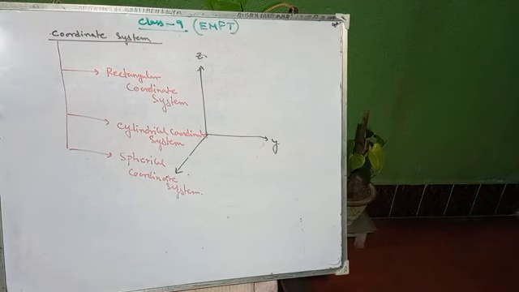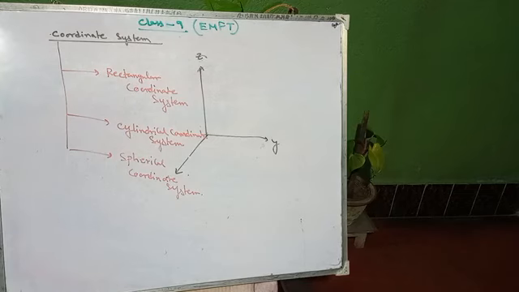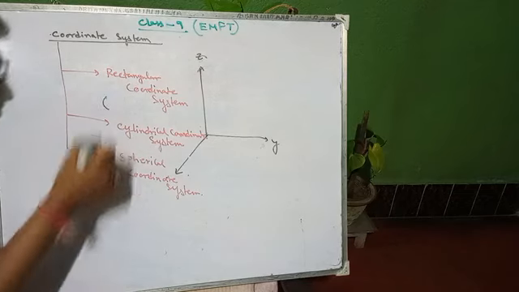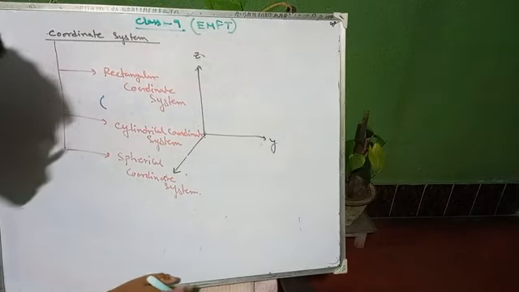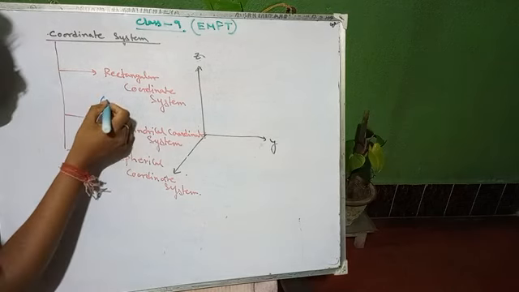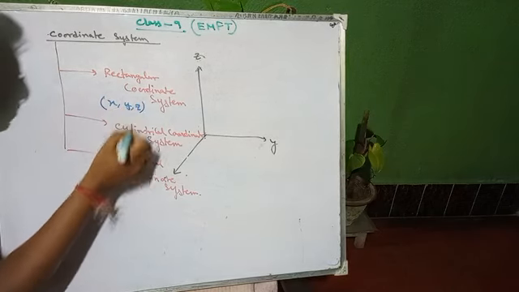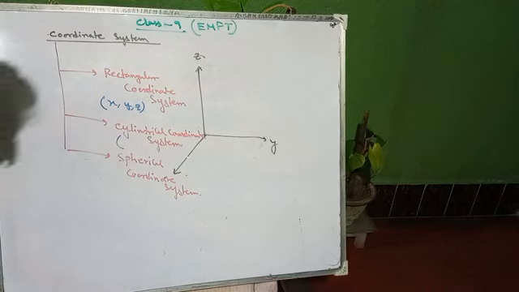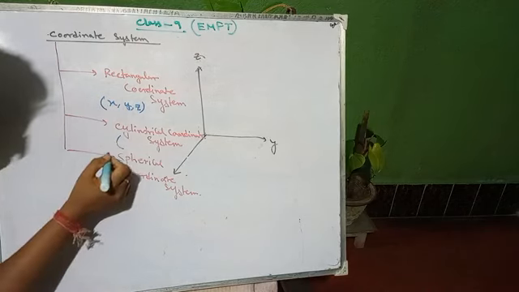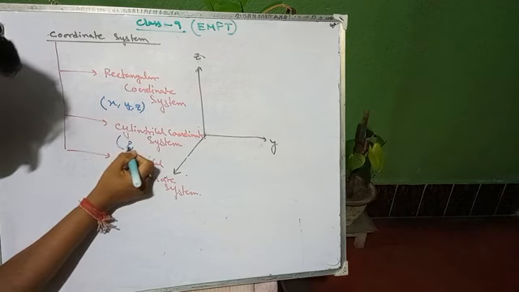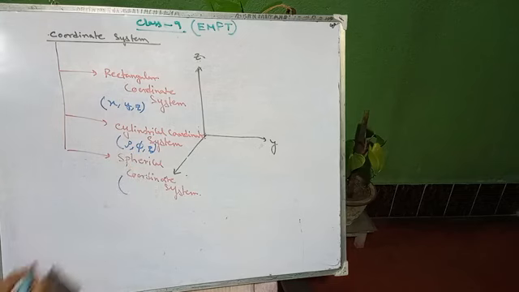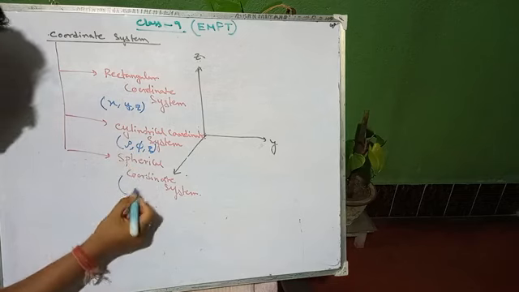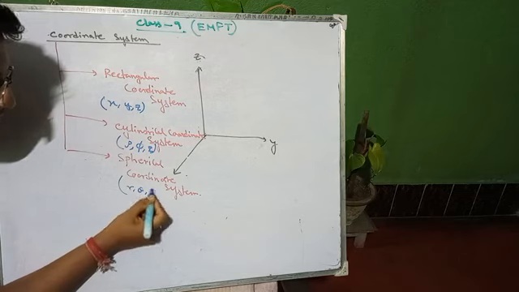Okay, so rectangular coordinate system is very much familiar. So what is rectangular? It is called Cartesian coordinate system, right? So Cartesian, better name is Cartesian coordinate system. So this Cartesian coordinate system has axes x, y, z. Okay, and the cylindrical coordinate system has the axes rho, phi, z, and the spherical coordinate system has the parameters r, theta, phi.